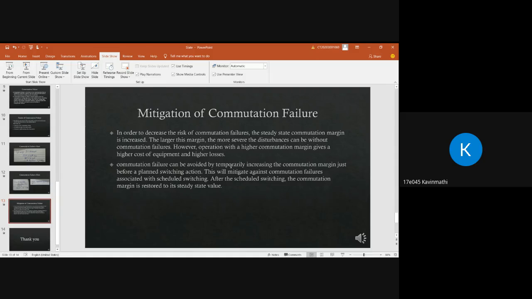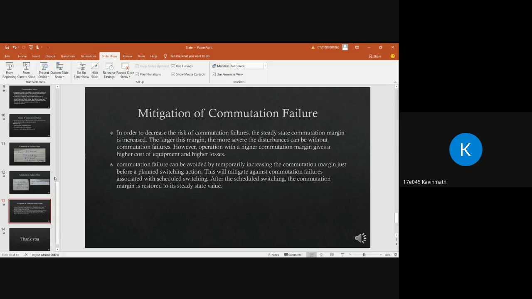So here they are saying it can be avoided by temporarily increasing the commutation margin just before a planned switching action. This will mitigate against the commutation failures associated with the scheduled switching. After the scheduled switching, the commutation margin is restored to its steady state value. So, in order to decrease the risk of the commutation failure, the steady state commutation margin is increased. The larger this margin, the more severe the disturbances can be without commutation failure.